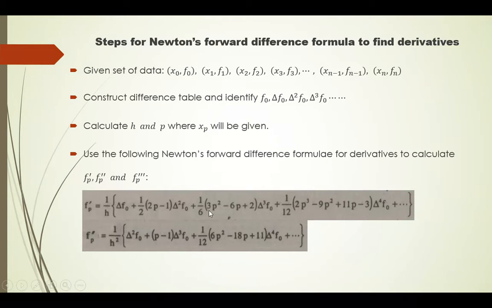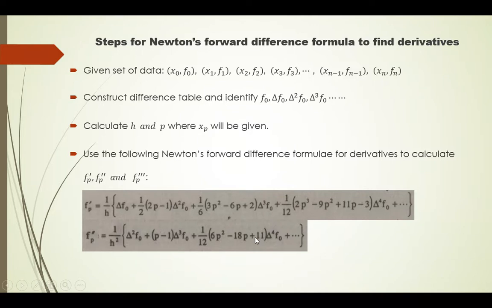Similarly here, derivative of 3p square is 6p, minus 6 into 1 plus 0, so 6p minus 6. 6 is common in these two, so taking 6 common, 6 by 6 is 1, so that is (p minus 1) into delta cube f naught. Similarly, that is 1 by 12. Derivative of 2p cube is 2 threes are 6p square, and derivative of 9p square is 9 twos are 18p. Derivative of 11p is 11 into 1, and derivative of 3 is 0, multiplied by delta 4 f naught.